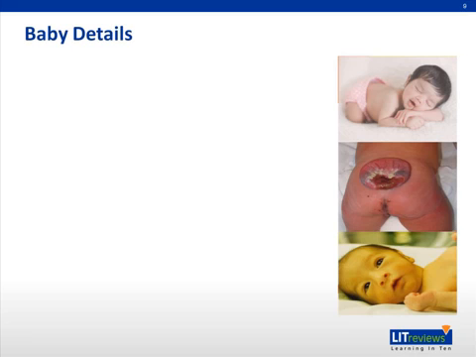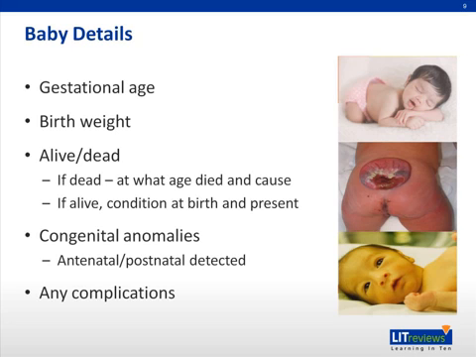Now let's look at the baby details. For all babies, we need to know the gestational age at which the baby was born, the birth weight of the baby, and whether the baby is currently alive or dead. If dead, at what age the baby died and what was the cause of death, and if alive, what was the condition of the baby at birth and at present. Also, we need to know if there are any congenital anomalies, and if the anomalies were detected either antenatally or postnatally. And also if there were any neonatal complications, for example neonatal jaundice, which needed admission to the unit.